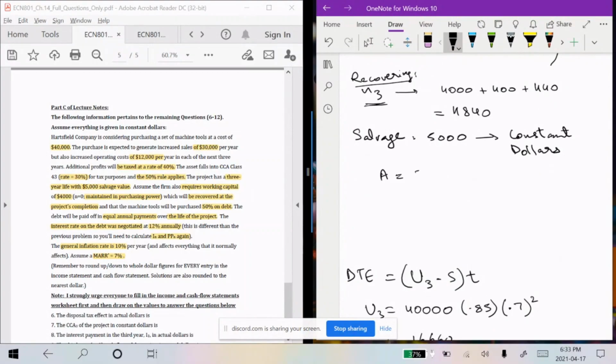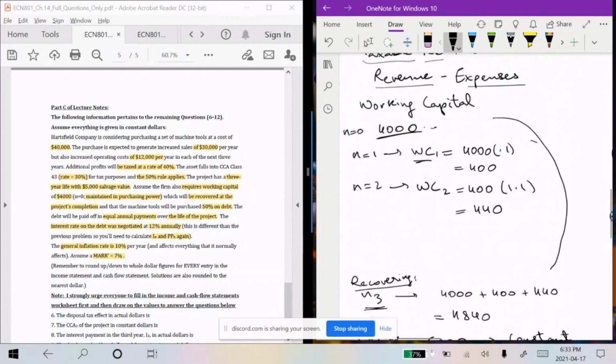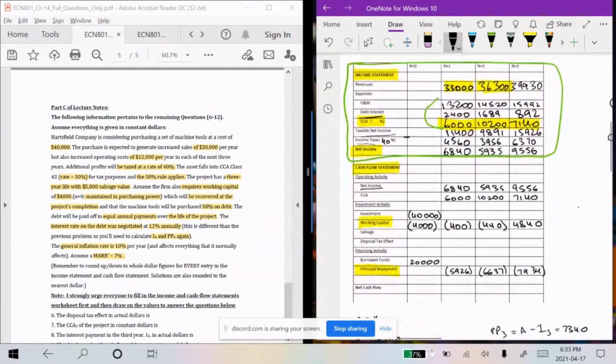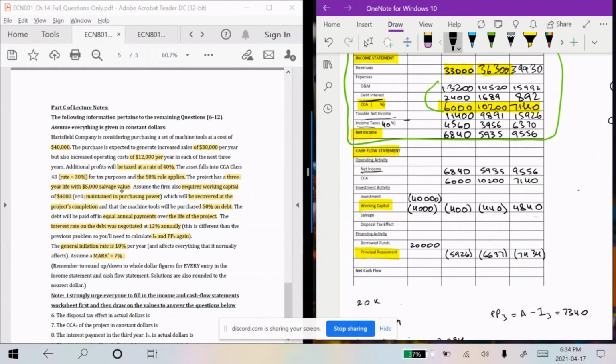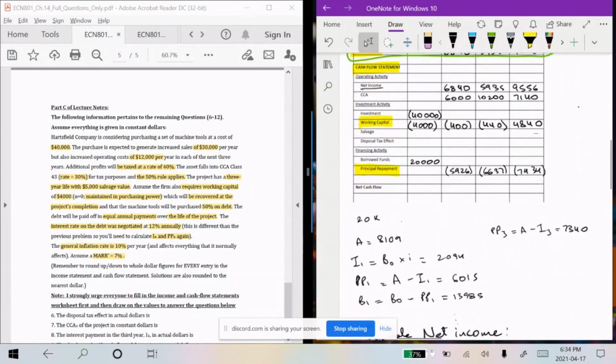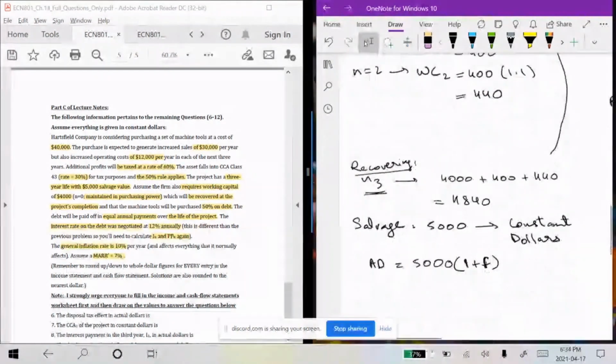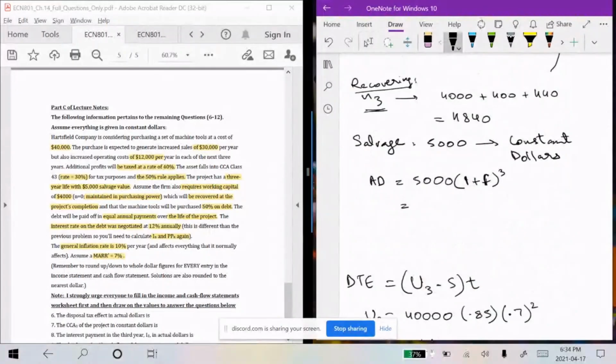To do that, take the constant dollars and you add the inflation rate, 1 plus f, in n equals 3. The third period, the salvage value is going to be at the end of the project at the third period. So you raise this to 3. Okay. So salvage is always constant, right? Like if he tells us the salvage value. Yeah, if they tell us the salvage value, it's always going to be in the third period, but then you're going to need to inflate it. That's what I'm doing right here. Yeah, okay, that makes sense.